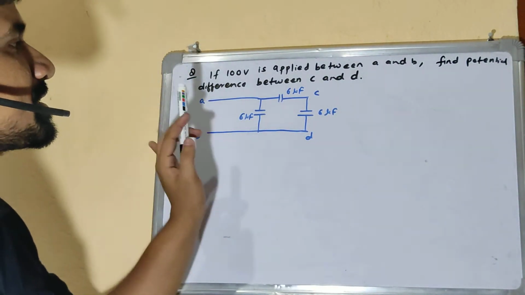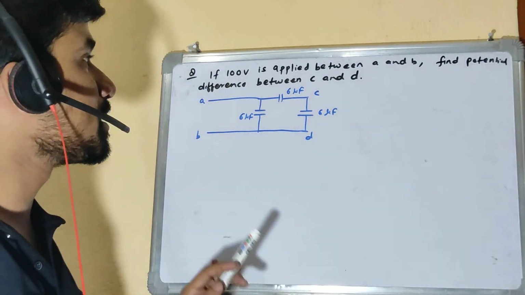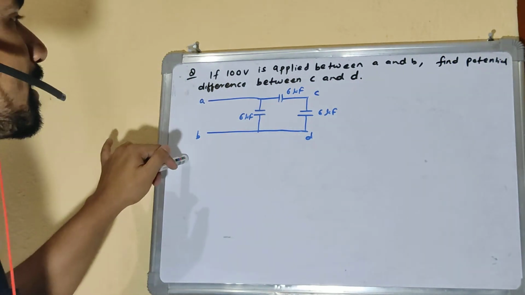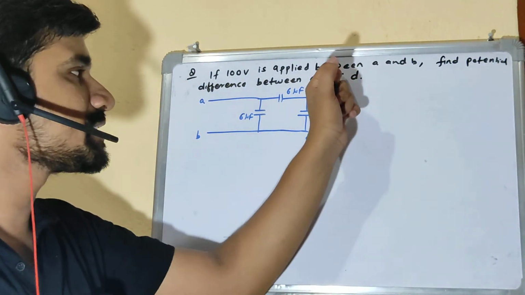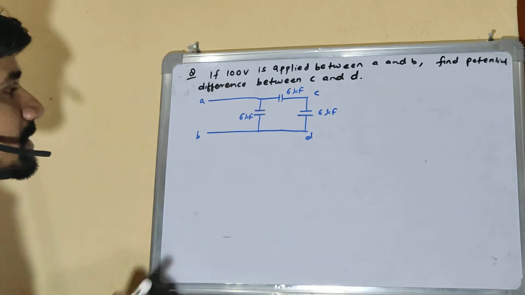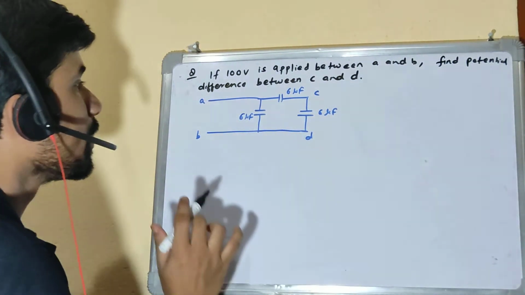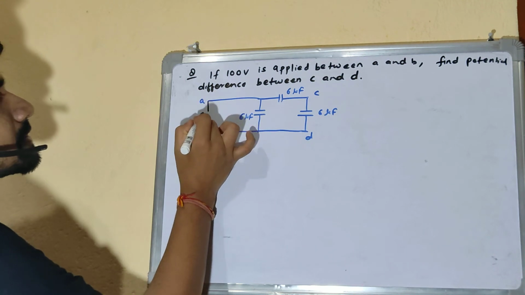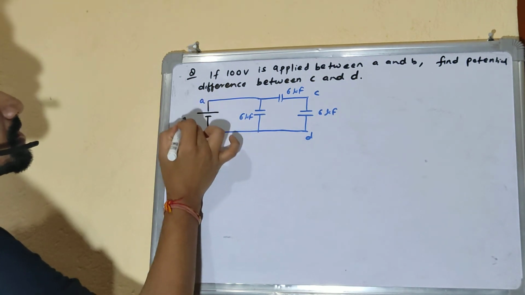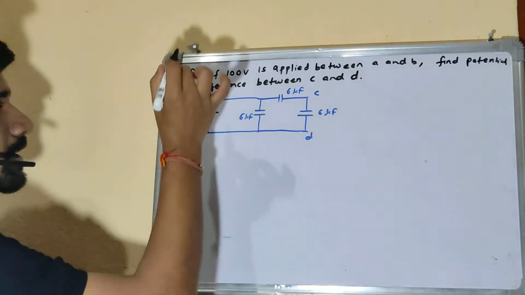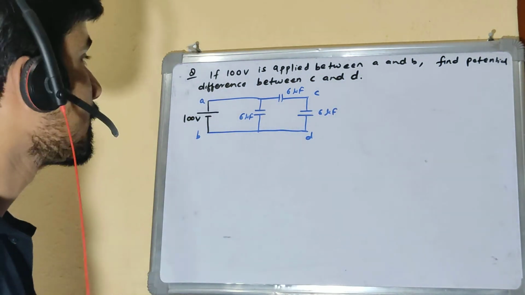The problem states that if a 100-volt potential is applied between A and B, we need to find the potential difference between C and D, right? Let's say this A and B, as of now, is an open circuit. There is no cell source. Now we are connecting a cell or battery of potential 100 volts here, right? So this is my new diagram.